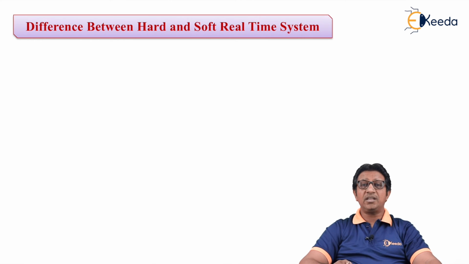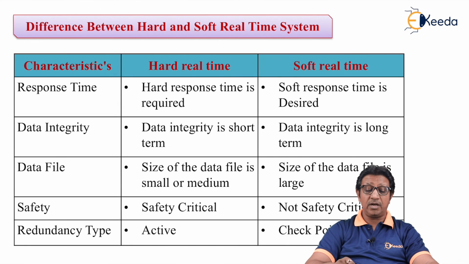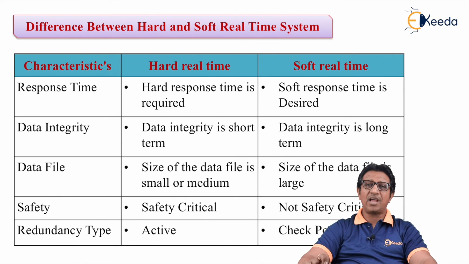Now let's see what are the differences between hard and soft real-time systems. The first parameter or the first characteristic is response time. So I've told you hard real-time systems are very hard, not flexible, very strict with timing, whereas soft real-time systems are flexible. So timing response may be missing the deadlines.